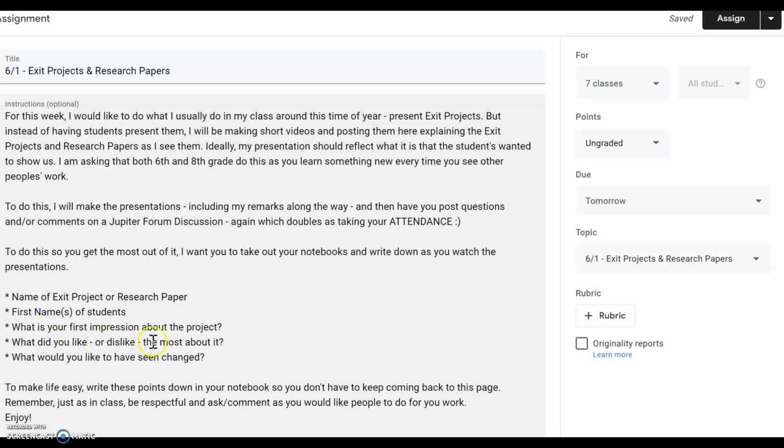What do you like or dislike most about the project? Please be respectful. We try and be as respectful as possible. And what would you have liked to have seen changed to make it a better project?